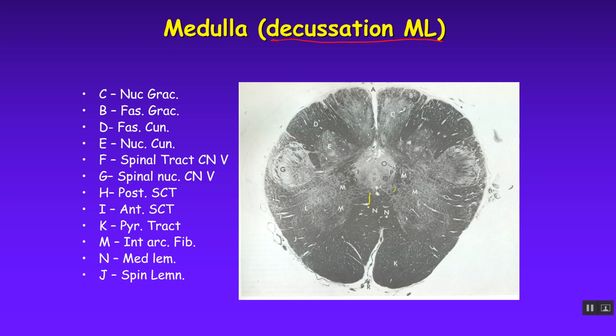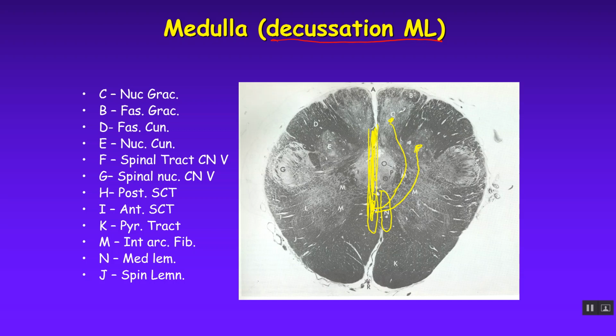Then N would be your medial lemniscus on each side. This is your medial lemniscus, which is formed by those fibers that cross over, and then it ascends up the brainstem and starts twisting as it goes up, which we'll see when we get to the next levels up.